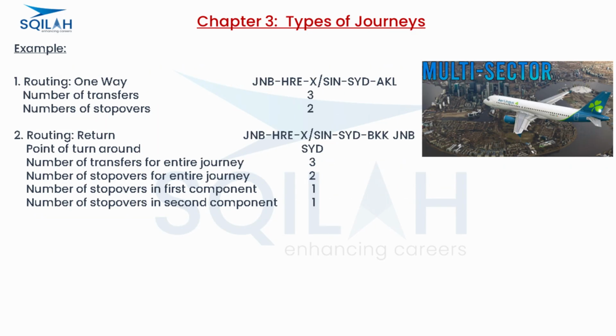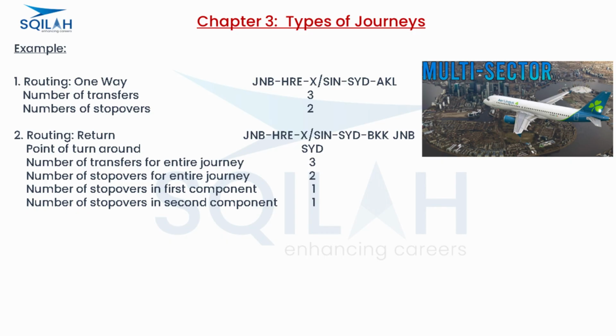1. Routing. One-way JNB, HRE, X/SAN, SYD, AKL. Number of transfers: 3. Number of stopovers: 2. 2. Routing. Return.